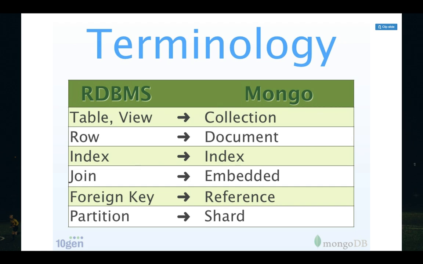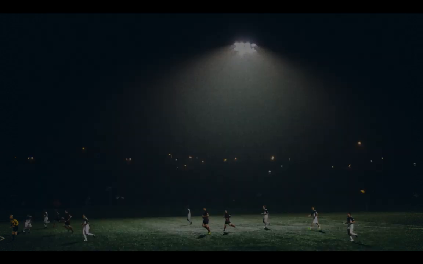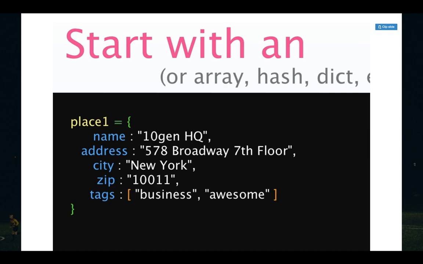For joining, we have embedding on MongoDB. Foreign key is called a reference. Partitioning can be done on MongoDB using shards. So let's see how we can use MongoDB in practice.